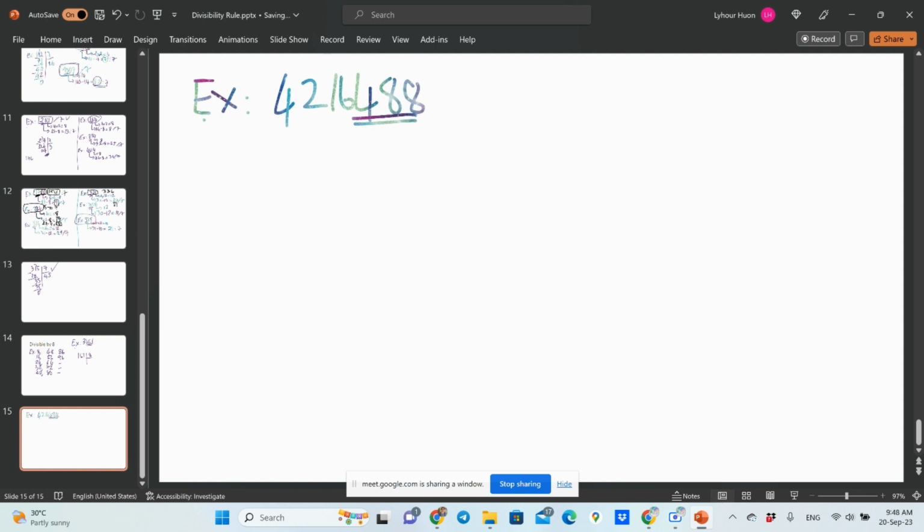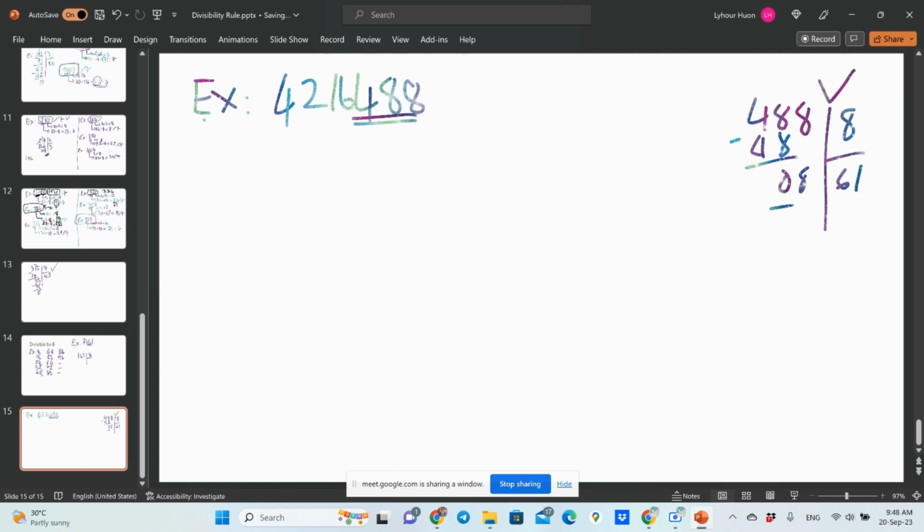the number will be divisible by 8. So first of all, we check the last three digits, 488. Is it divisible by 8? You can divide 48 by 8, and this is 0, and we drop the 8, it is 1. So it's divisible by 8. So by the rule, the rest of the number will be divisible by 8.